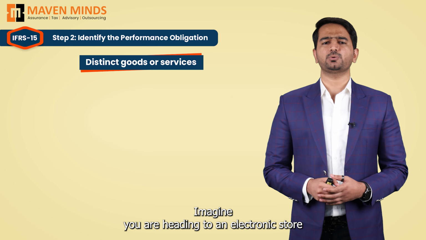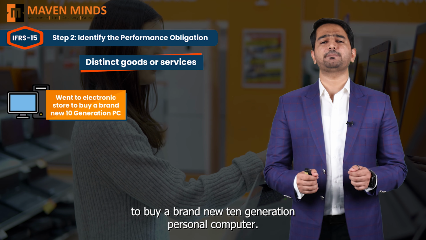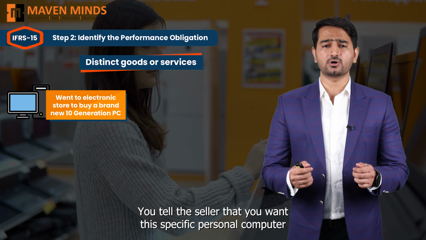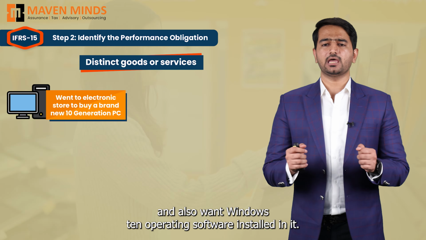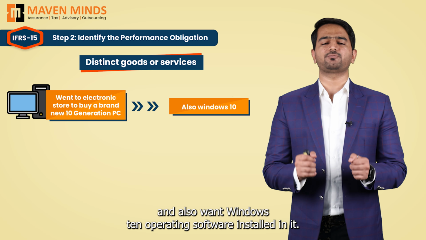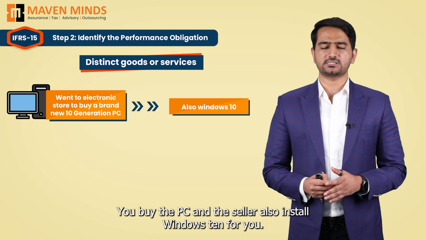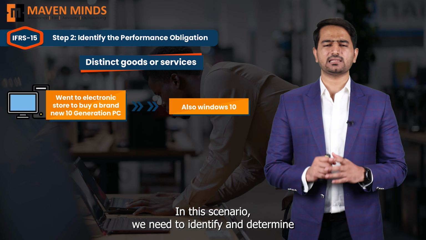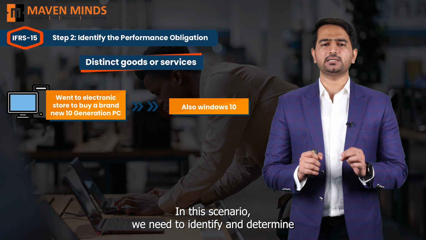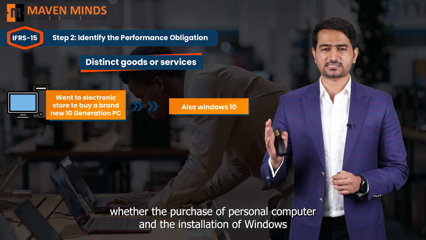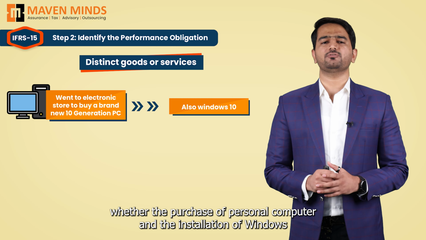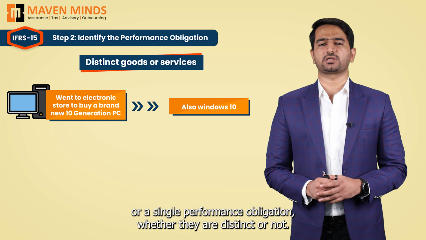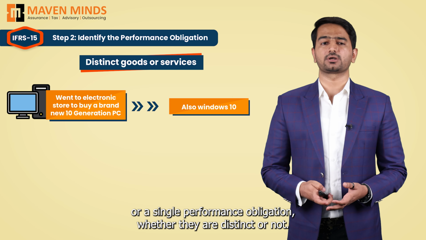Imagine you are heading to an electronic store to buy a brand new 10th generation personal computer. You tell the seller that you want this specific personal computer and also want Windows 10 operating software installed in it. You buy the PC and the seller also installs Windows 10 for you. In this scenario, we need to identify and determine whether the purchase of the personal computer and the installation of Windows 10 operating software are separate performance obligations or a single performance obligation, whether they are distinct or not.